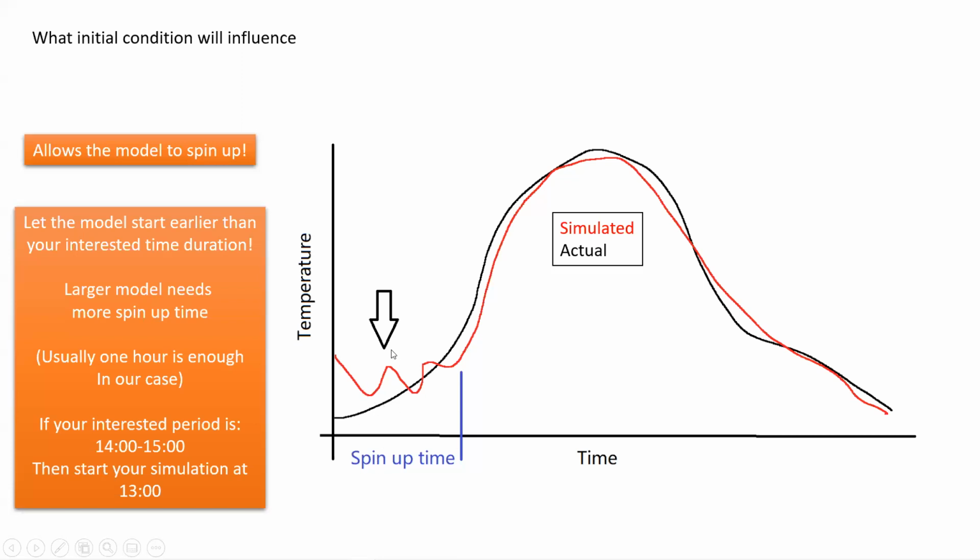In your simulation, we do not use the data in that range. If your time period of interest, for example, is 1 hour from 14 o'clock to 15 o'clock, you had better start your simulation earlier than that. In my experience, you usually start your simulation 1 hour before your time period of interest. Let's say you start your simulation at 13, and the first hour of the data will be discarded. You only use the data between 14 and 15.